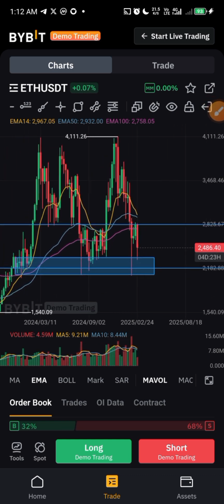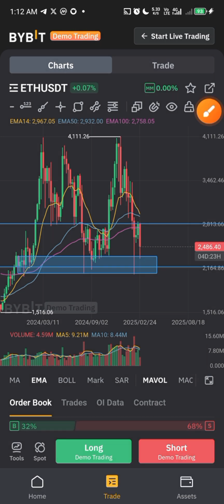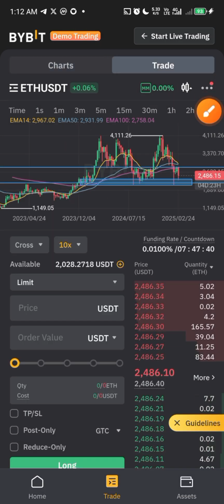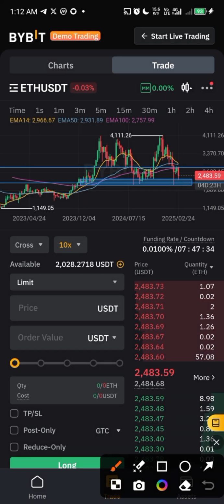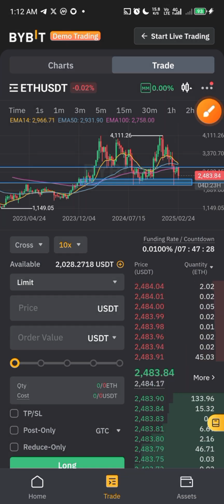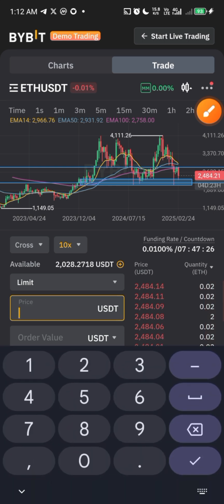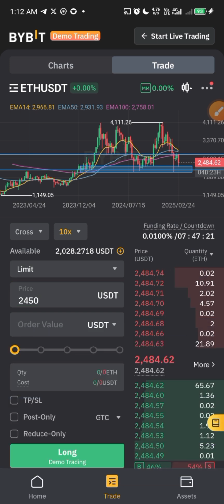So you click on trade. You can see trade here. Let's go over to trade. Now on the trade level, we already see the price. This is the price, 2048 something. Is that around 2048 something? So I'm going to come here and put my price 2450.